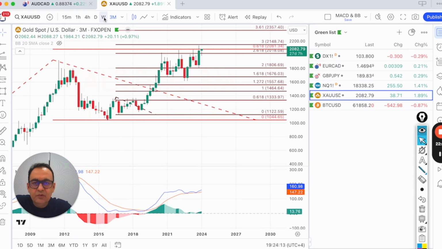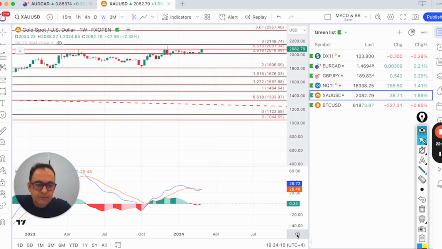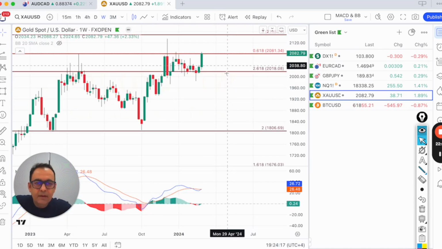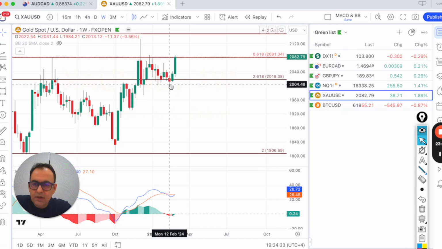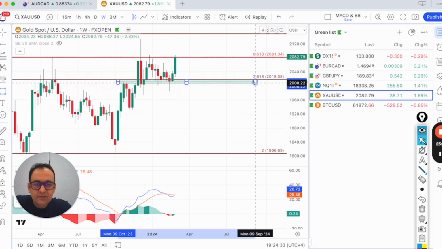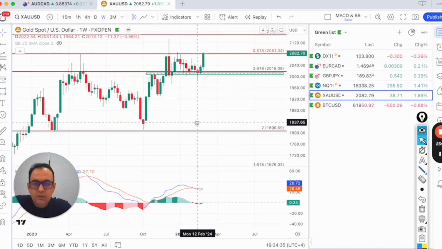Now let's move to the lower time frame, that's weekly, and based on weekly, it has formed support at 2018. It penetrated, but it did not continue lower, and it bounced back immediately. So in fact 2010 or 12 is the exact level to keep in mind.